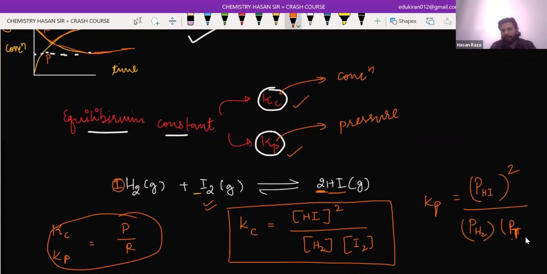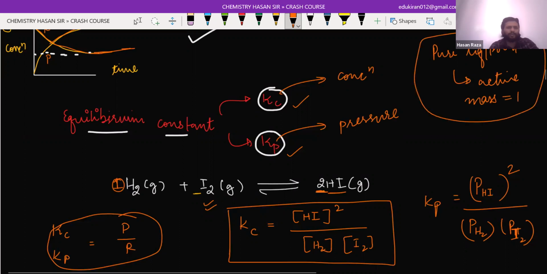Partial pressure of I2. Always remember that whenever a reactant or product is in pure liquid or solid state, its active mass is 1. Active mass is basically the concentration. If something is in solid state, it is already highly compressed, so there will be no pressure. So we don't write Kc and Kp terms for pure liquid and pure solid forms. I will take an example.